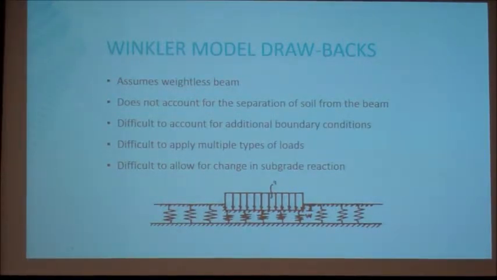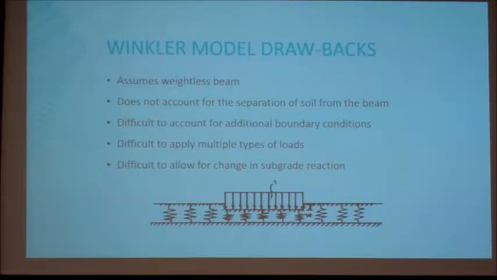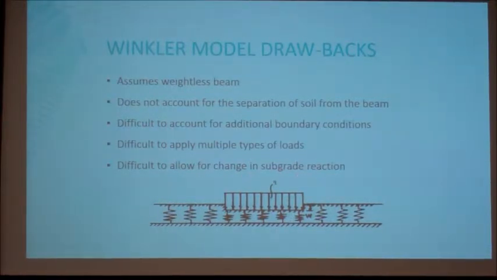It's difficult to account for additional boundary conditions, other than the beam just laying along the soil. It's difficult to apply multiple types of loads. I did see some examples that did that, but it was really ridiculous. So it's not impossible, but it's very difficult. It's also difficult to allow for changes in subgrade reaction. So if there's a change in the soil density or anything like that, it's very hard to account for those changes as well.